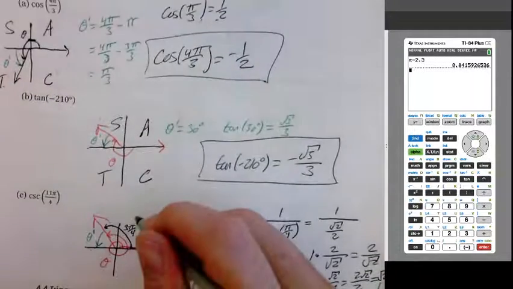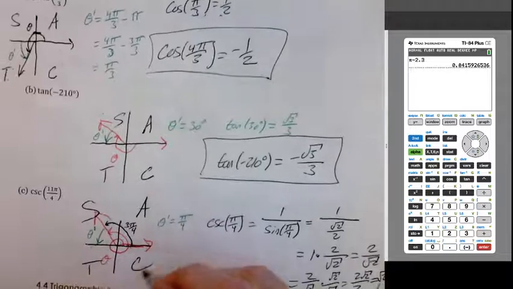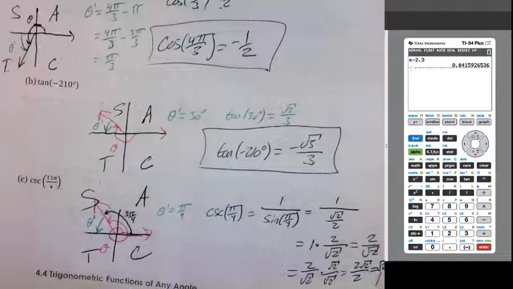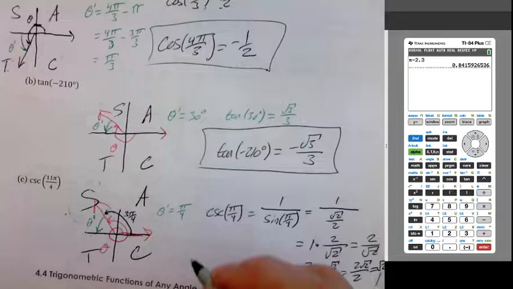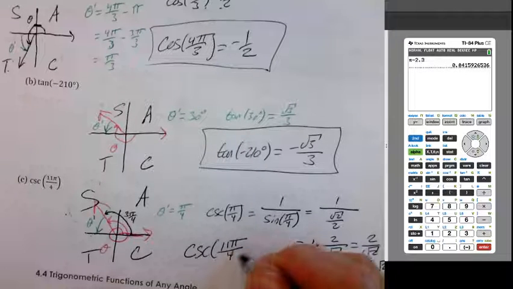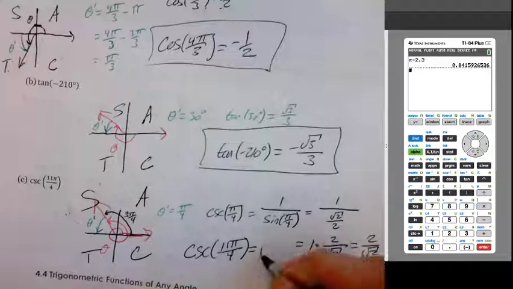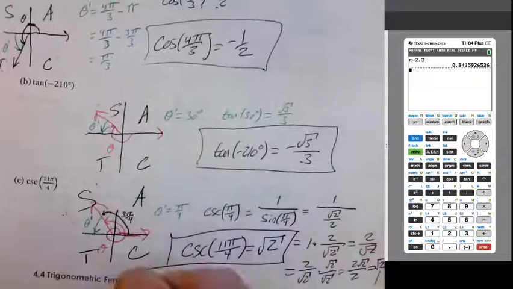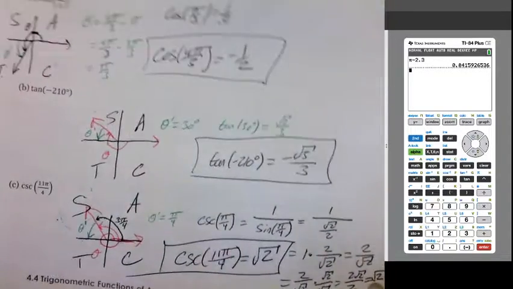But we are in the second quadrant. All students take calculus. Well, looks like sine is in fact positive here, and since cosecant is the reciprocal of sine, cosecant is also going to be positive there. So our final answer is going to be cosecant of 11 pi over 4 equals root 2. Okay.